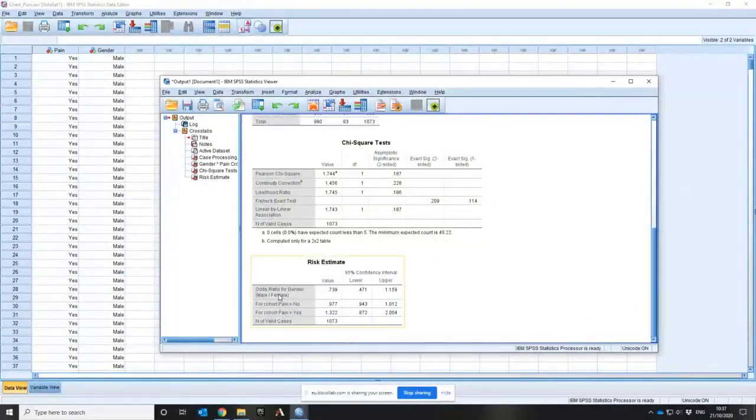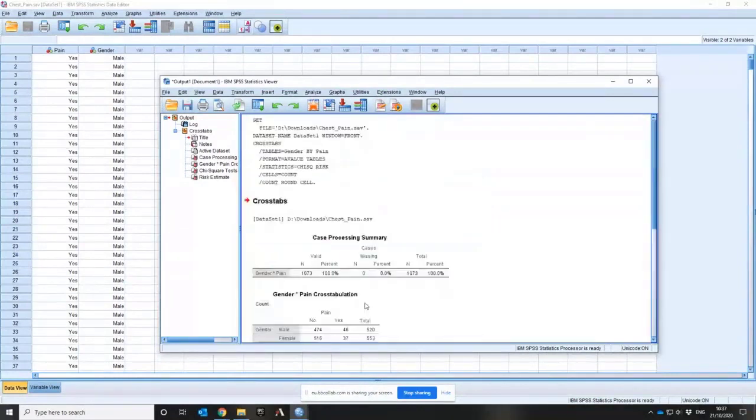Then you've got the odds ratio and the confidence interval. On average, the odds ratio is 0.739, but the confidence interval goes from 0.471 to 1.159. So that includes a value for the odds ratio of 1, meaning the two are exactly the same. This is telling you there's no significant difference in chest pain between men and women.